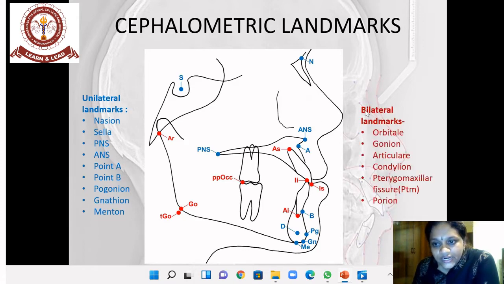And the bilateral landmarks are your orbitale, that is the deepest point in the orbital rim. Then your articular that we have discussed. And the pterygomaxillary fissure will be coming here, a teardrop shaped anatomical structure, and its posterior superior point is your pterygomaxillary fissure. Then comes your PORION, that will be in the 12 o'clock position along the head of the condyle.